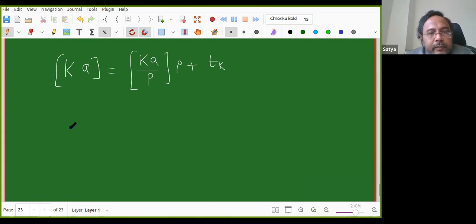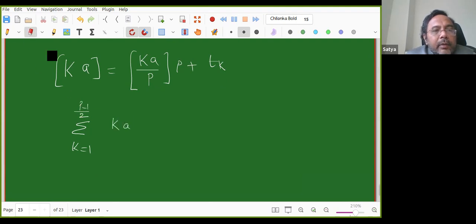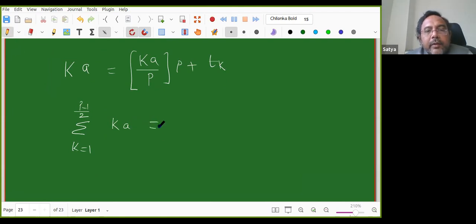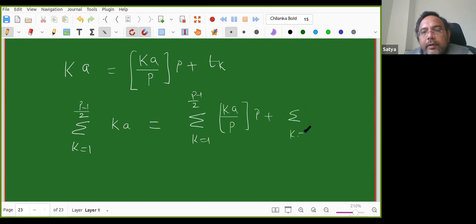I made the summation, k equal to 1 to (P minus 1) by 2. So this is Ka, and here I no need to write this bracket. So this Ka is equal to summation k equal to 1 to (P minus 1) by 2 of floor(Ka by P) into P, plus summation k equal to 1 to (P minus 1) by 2 of Tk, right?